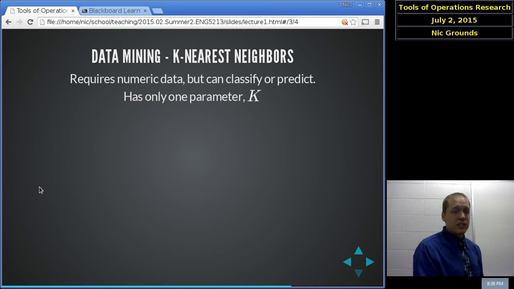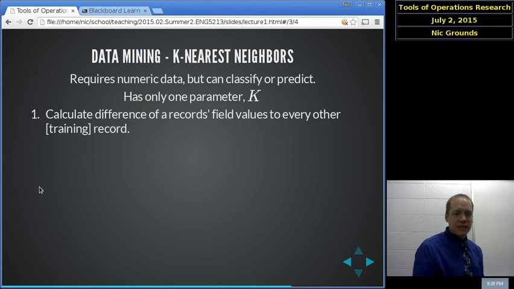The nice thing about k-nearest neighbors is there is only one parameter that governs how it works. So there are not a lot of knobs to tweak or special parameters to understand. There's just one, and it's just called k. What it is will become apparent very quickly. So here's how it works.